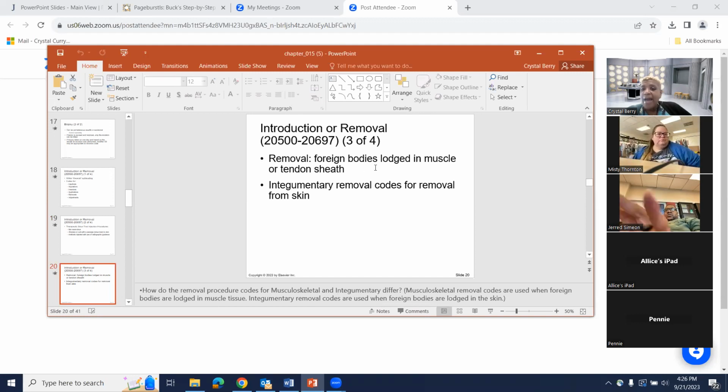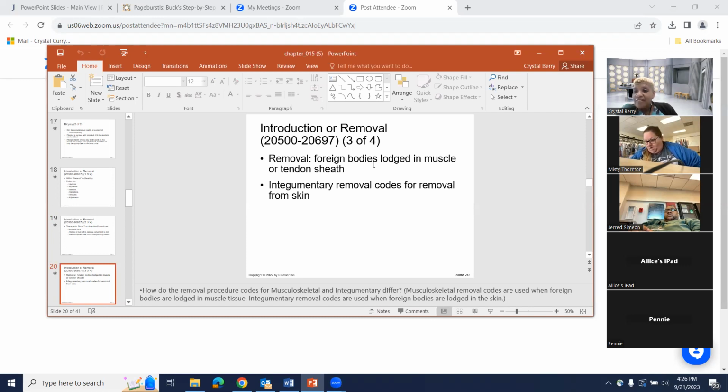Removal, foreign bodies lodged in muscle or tendon sheath. See how it's telling you? Foreign bodies lodged in the muscle or tendon sheath. Integumentary removal codes are for removal from skin. See how they keep trying to let you see the difference? Integumentary, removal codes for removal from skin; musculoskeletal system, removal of foreign bodies lodged in muscle or tendon sheath.